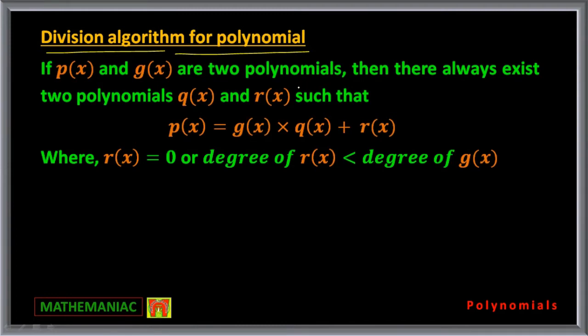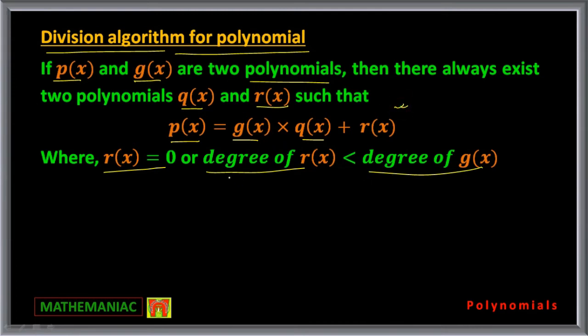So there is no big difference with the basic process. So I'm explaining it to you first. Let us just read what exactly the statement says. If p(x) and g(x) are two polynomials, then there always exist two polynomials q(x) and r(x) such that p(x) can be written as g(x) times q(x) plus r(x). And then there is a restriction that r(x) can be 0 or the degree of r(x) is strictly less than the degree of g(x). So this is the statement.